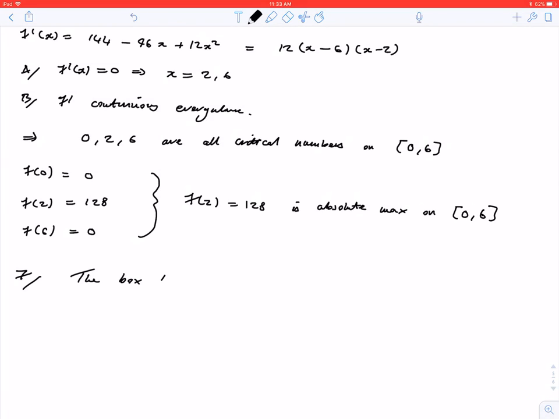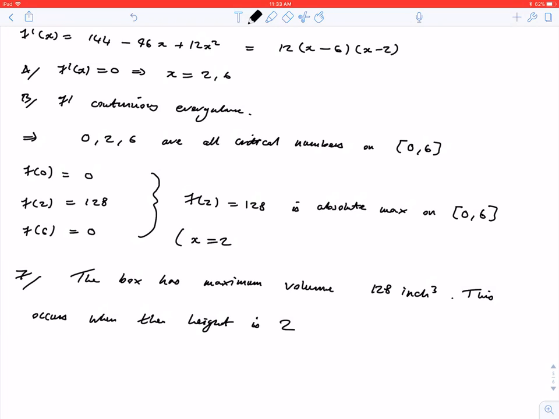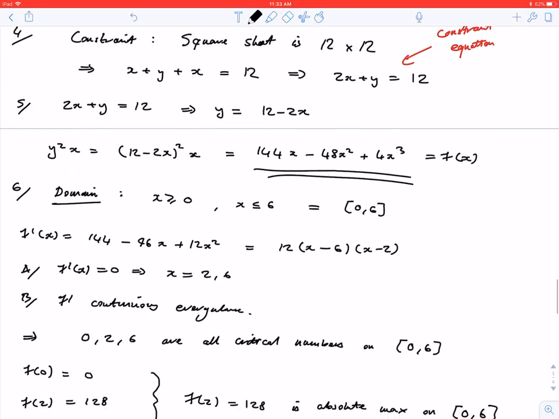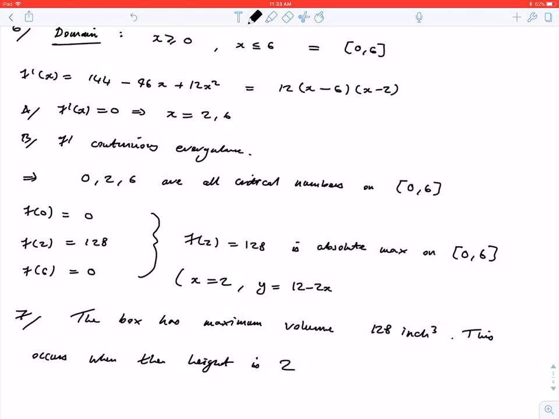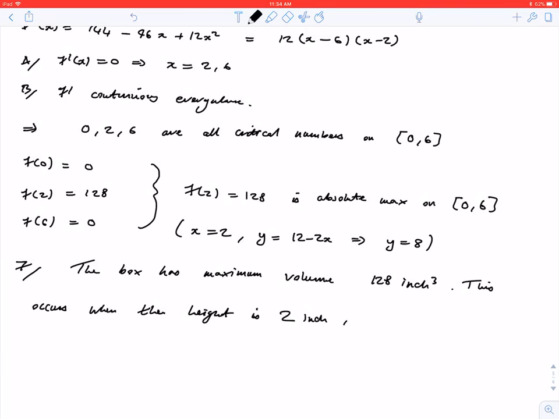The box has a maximum volume of 128, I suppose, is it inches squared, or inches cubed, sorry. This occurs when the height is 2. So maybe up here it's actually worth saying, if x is equal to 2, what's y equal to? So y, remember, is equal to 12 minus 2x. So 12 minus 4 is equal to 8, so y is equal to 8. And the height is 2 inches, and the base is 8 by 8 inches.